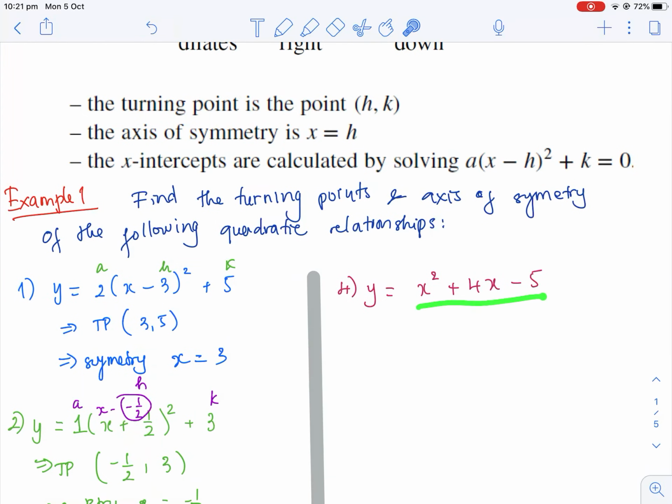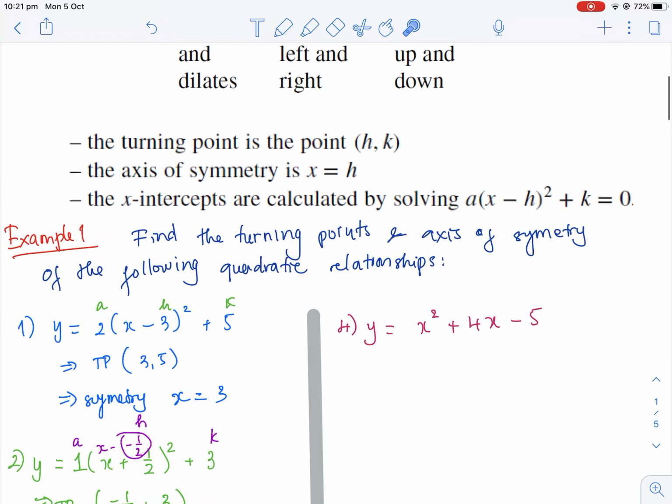With this one, as we learned in the previous topic, we have to complete the square to bring it to the turning point form. Let's check it out. Y equals x squared plus 4x, take away 5. We have to change it to something squared plus something. So we bring this to a perfect square, plus something.